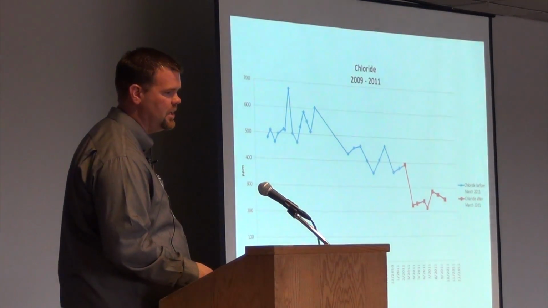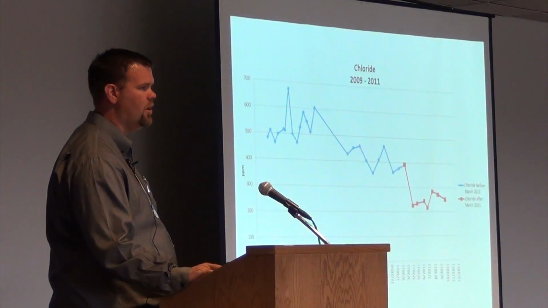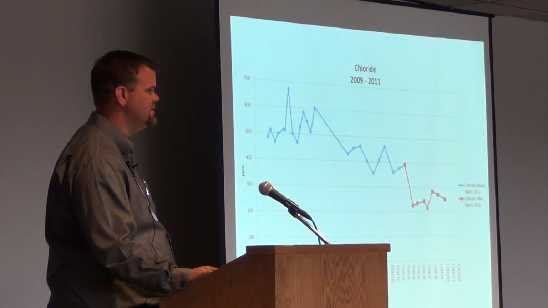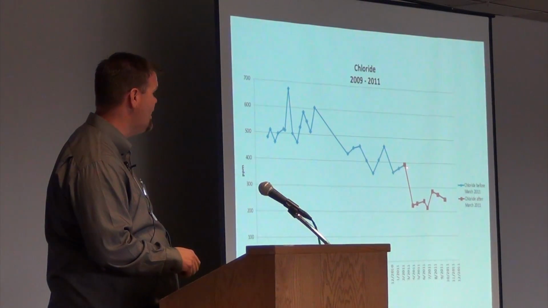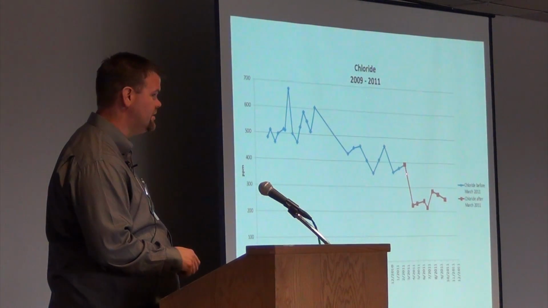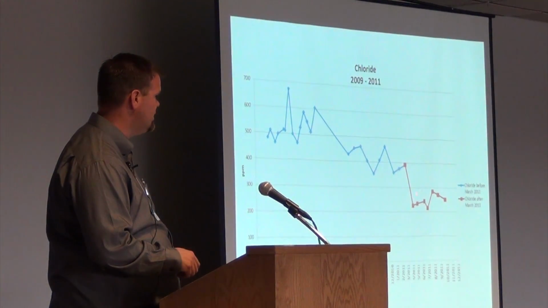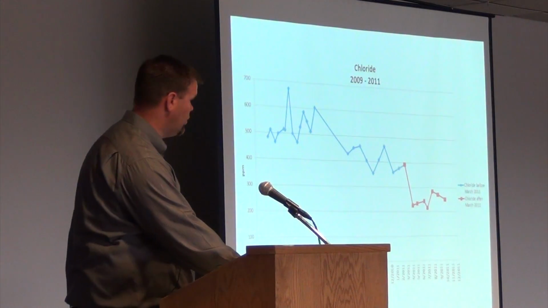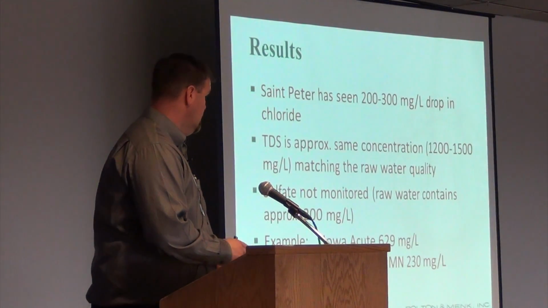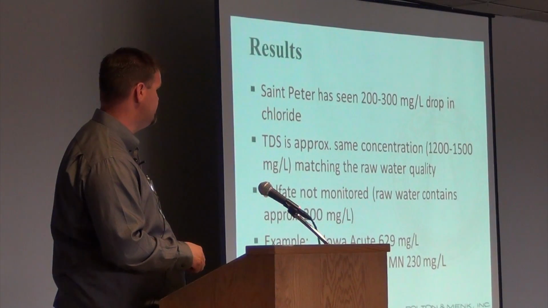They also offered services of local plumbers to go out and adjust these softeners for the residents. And so they saw an immediate impact. As soon as that went online, people hit the ground running with education and getting plumbers out. They saw a 200 to 300 milligram per liter drop in that chloride. So the chlorides came down.